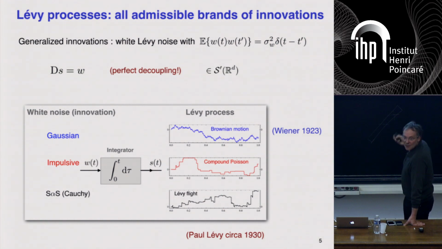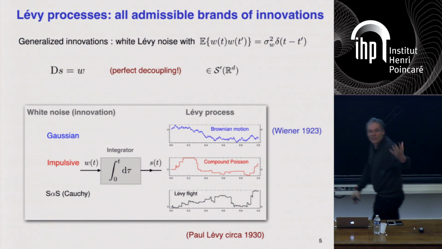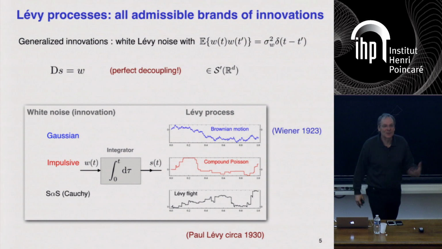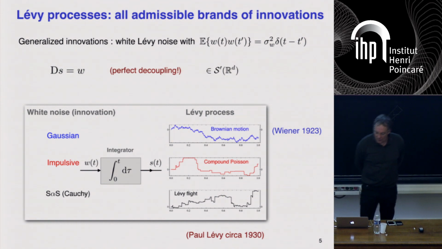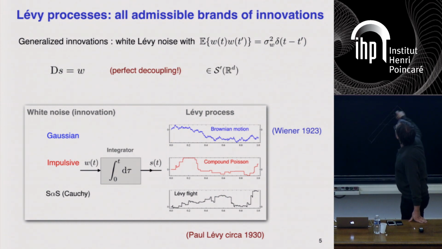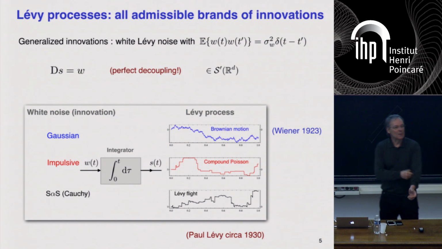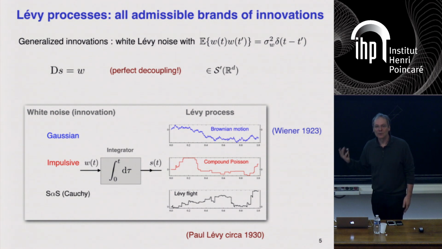So then you integrate, and in the Gaussian case, you get Brownian motion, which is almost the first stochastic process described in the literature. If you have the Diracs, you get compound Poisson. And if you have alpha-stable, you get Lévy flight. That's a way of seeing this generative method of creating sparse stochastic processes.